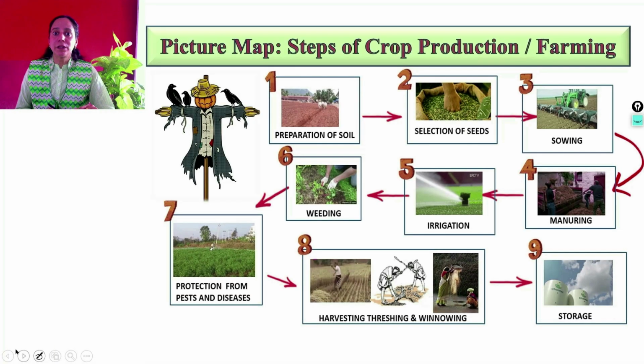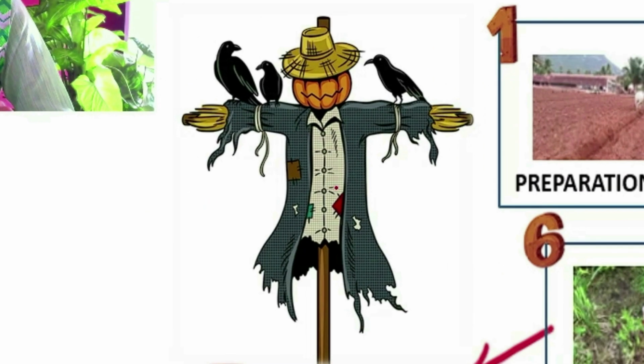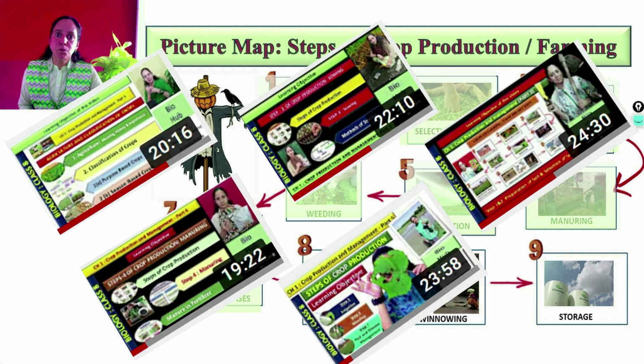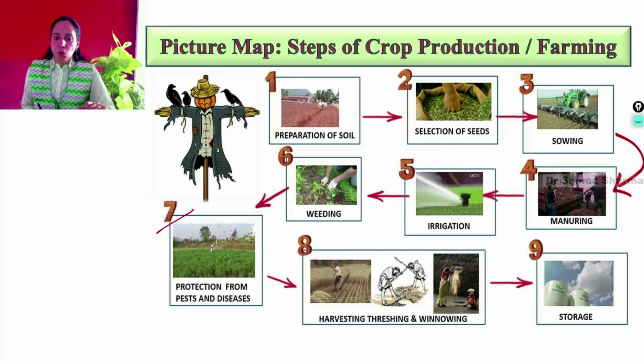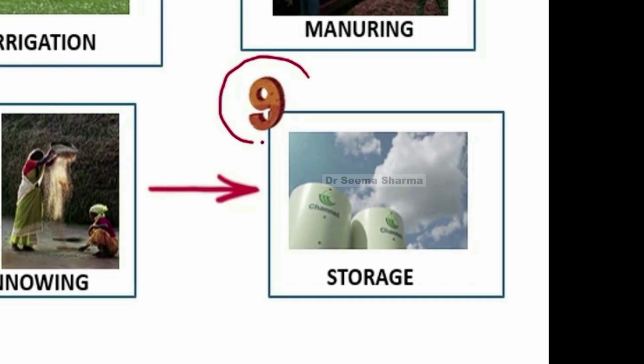Let's have a quick look at the picture map of steps of farming or crop production. So these are the 9 steps in the process of crop production. And today, Mr. Scarecrow is also here to give us company. We have covered up to step number 7, and for detail you can watch my videos on these parts. They are available on my channel BioHub. Today our focus is step number 8. In this, we are going to see 3 agricultural practices, and these are harvesting, threshing and winnowing. And step number 9 is about storage of harvested produce.